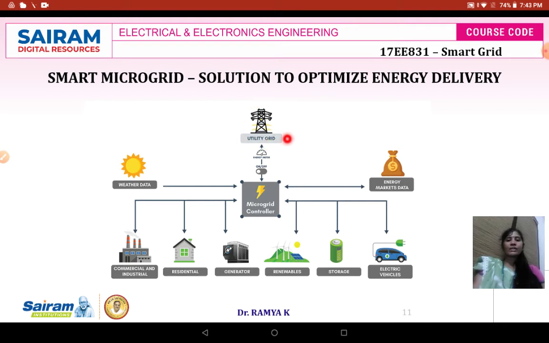Normal utility grid means power generated by thermal, nuclear, hydro, whatever conventional source. And power from non-conventional sources depends upon the weather data, like wind or solar, the amount of power generated. Both powers are integrated in the grid so as to supply power to the loads. The different types of loads are commercial and industrial, residential, and here you have a generator.